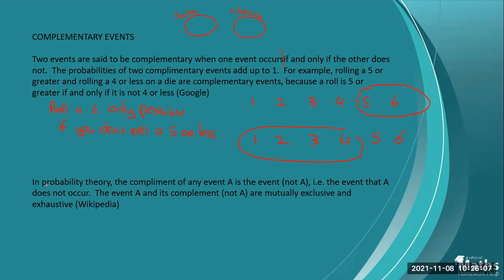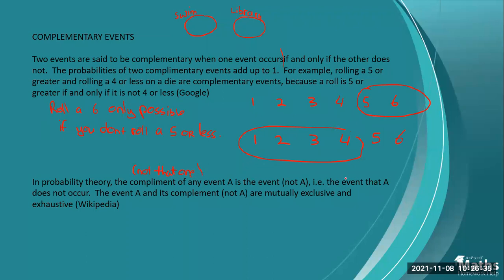Here's another explanation. In probability theory, the complement of any event A is the event not A. The complement of an event A means it's not that event, it's the other one. So complement means it's not that one. Not that one, it's the other one.